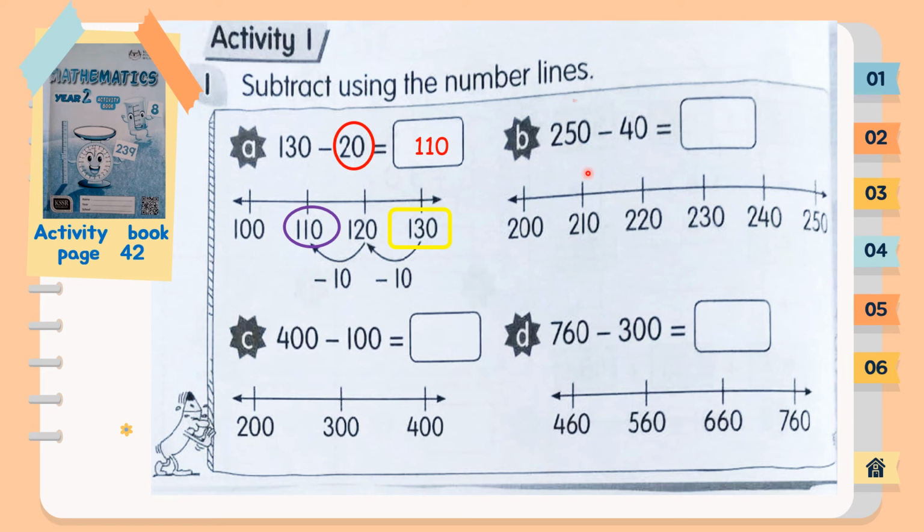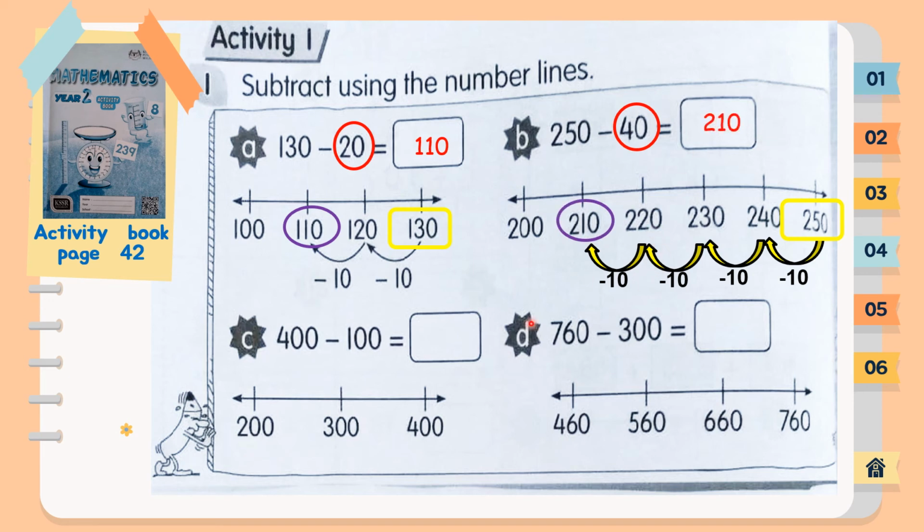For B, 250 minus 40. Find the bigger number. Okay, 250 is the bigger number and we put it on the right side of the number line. Then we want to subtract 40. How many times will we subtract? We can subtract 10, 10. Count back in tens. 1, 2, 3, 4. 4 times. Now we got the answer 210.